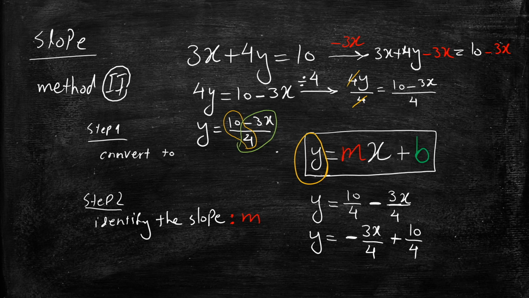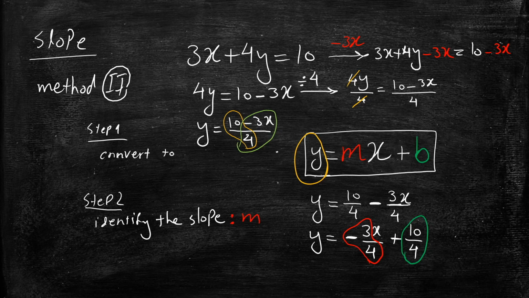What is multiplied by x? Is it negative 3 or negative 3 over 4? The entire thing is multiplied by x. And this guy is the b, 10 over 4. But we don't care about b right now, just the m. So the slope is negative 3 over 4, which if you put that into your calculator, you'll see it's negative 0.75. Exactly what we found using method number 1.